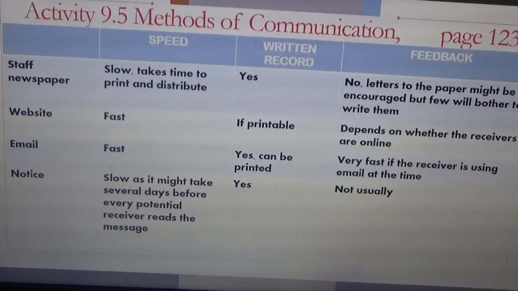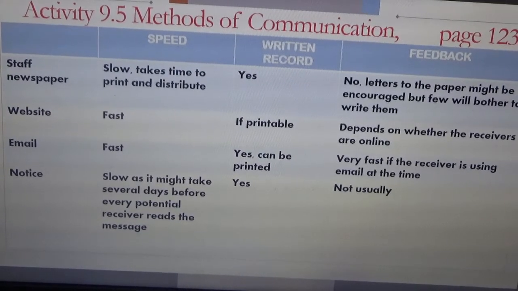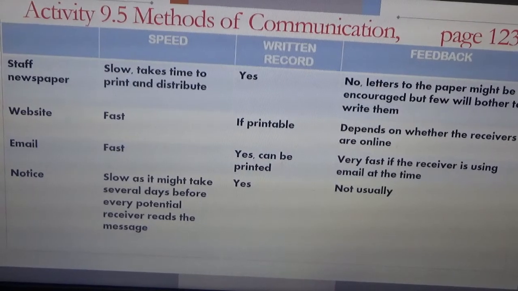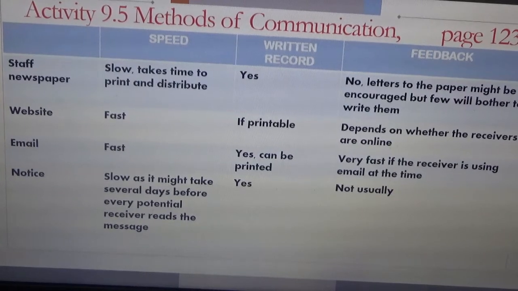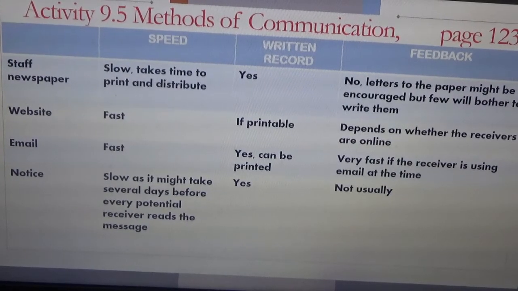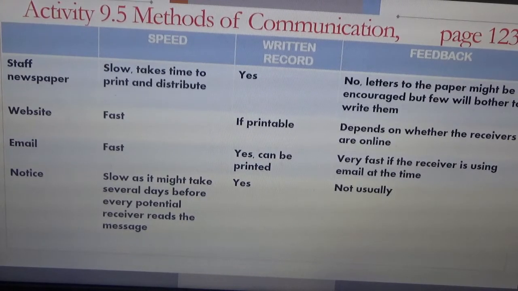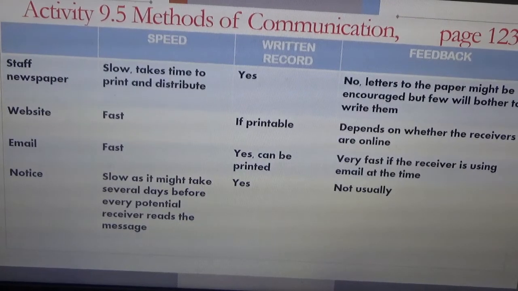How about websites as a means of communication? They're fast, just like the email. And for the website, there will be a written record if printed. Same with the email. Now, about the feedback, for websites, it depends on whether the receivers are online. And for the email, it's very fast if the receiver is using email at that time.